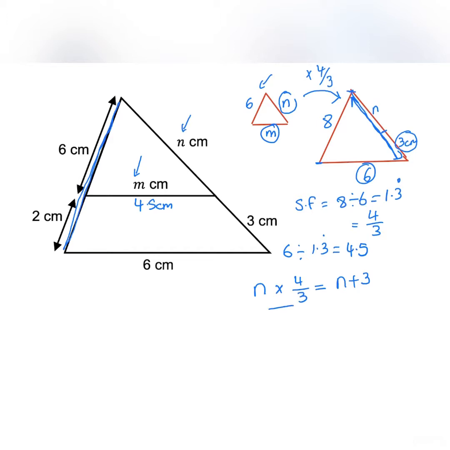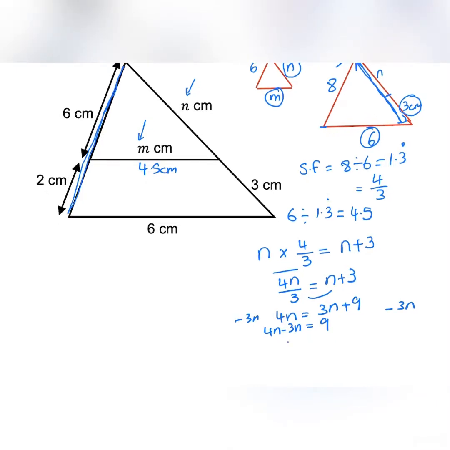Now simplifying this side here would give us 4n/3, and that stays the same on that side. And now we can multiply both sides by 3, and that would give us 4n equals 3n plus 9, because remember we're multiplying n and 3 by 3. And again taking minus 3n from both sides, we will have 4n take away 3n, that equals 9, and so we are left with n equals 9.